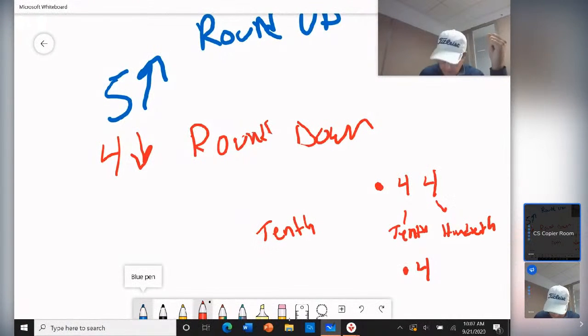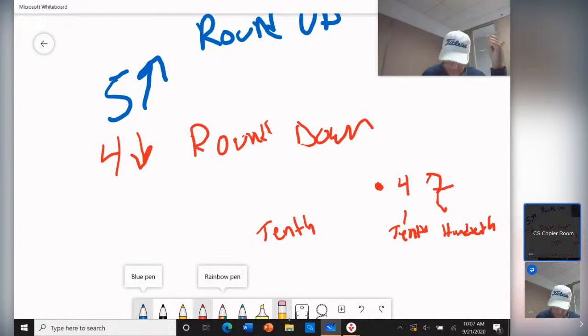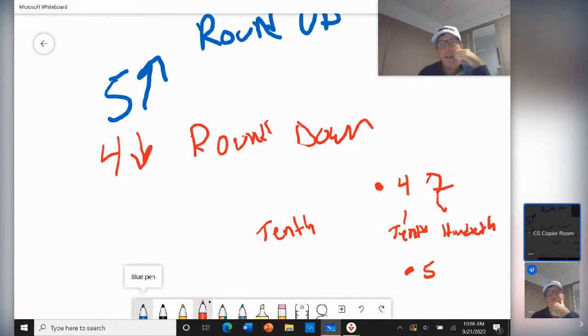Okay, but if we change this number right here to 7, that's greater than 5, so we're going to round up. So instead of 0.4, this becomes 5 tenths. Okay, so let's try one more here, and we'll use a decimal.